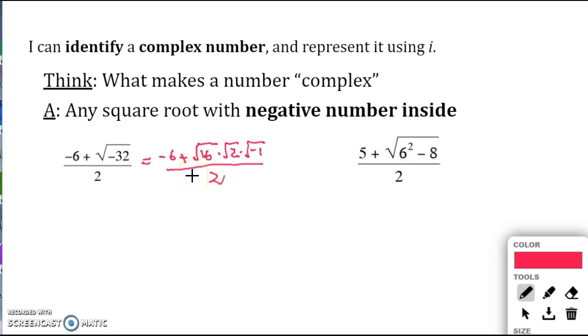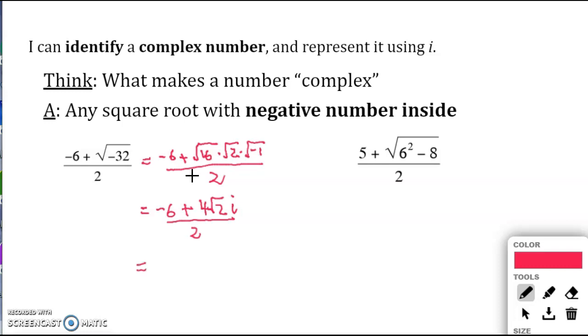For the first problem, I have square root of negative 32. I can simplify that as square root of 16 times square root of 2. Again, I chose 16 because 16 is a perfect square. Then multiply by negative 1 to get negative 32. Then I know that that simplifies to negative 6 plus, what is square root of 16? That's just 4 root 2, and square root of negative 1 is just i, all over 2.